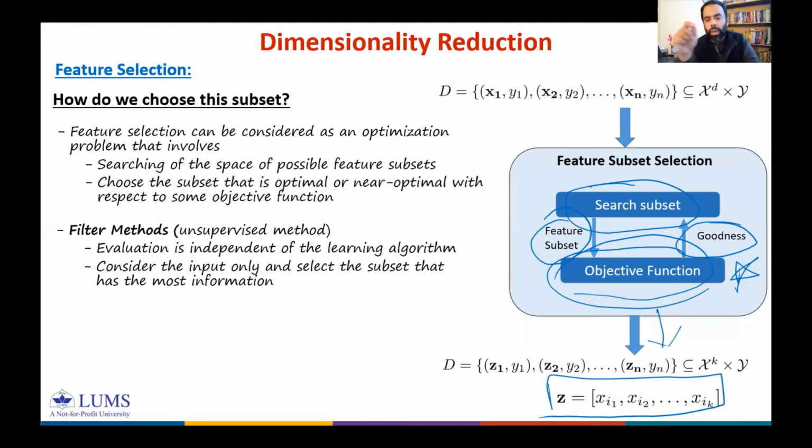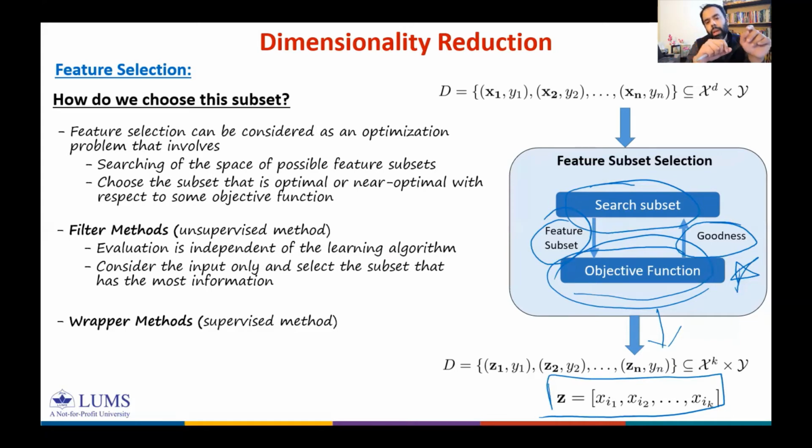So we do not take into account the learning algorithm in filter methods. Next class of methods are wrapper methods or supervised methods. As the name suggests, we have a wrapper. We will evaluate our objective function by taking into account the machine learning algorithm, right? So you form a subset, and you evaluate the performance of your classifier on that subset, right?